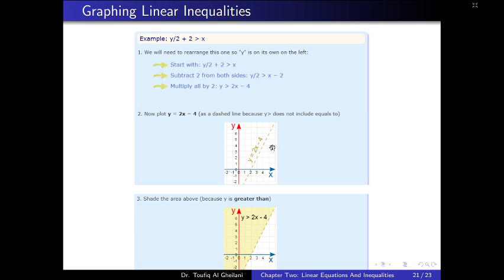So should I shade above the line or below the line? Above the line, because it is y greater than. And so the solution set will be this area.